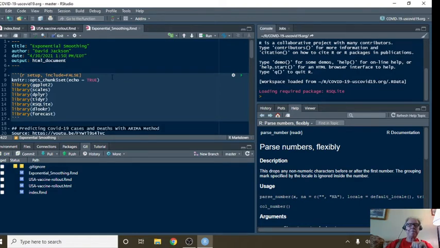Today, of course, is Sunday, therefore you get not two, but three reports for the price of one. That's right, three for some reports. In addition to the daily COVID-19 analysis, you get a weekly vaccine report, and you get an auto ARIMA model for both cases and deaths in the U.S. So let's begin.